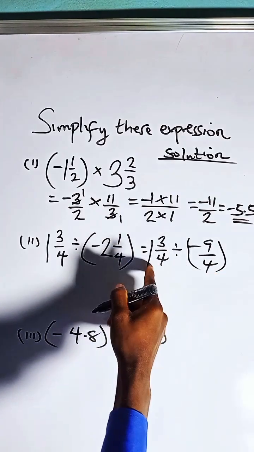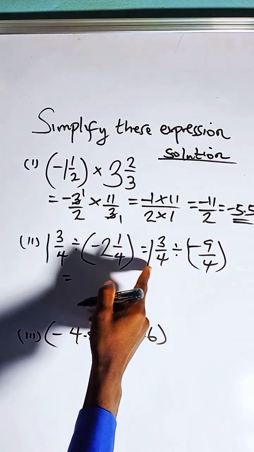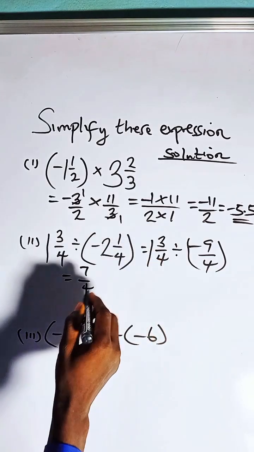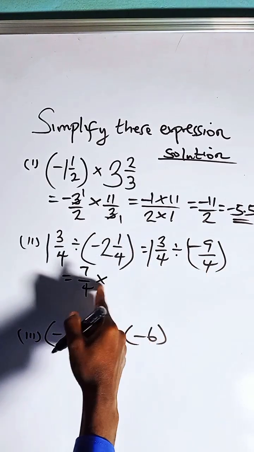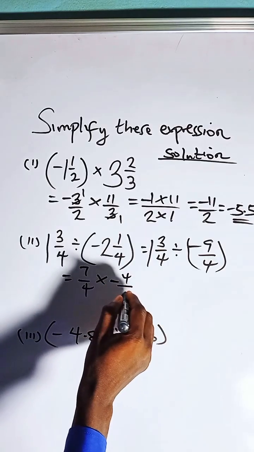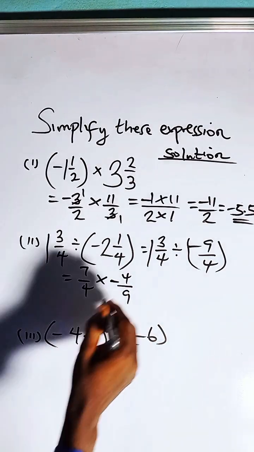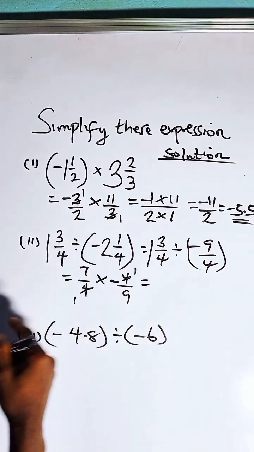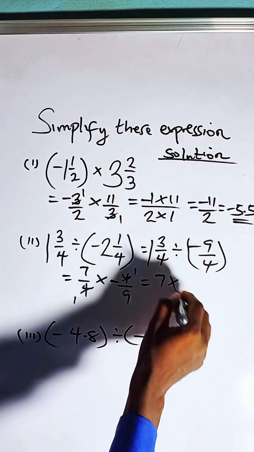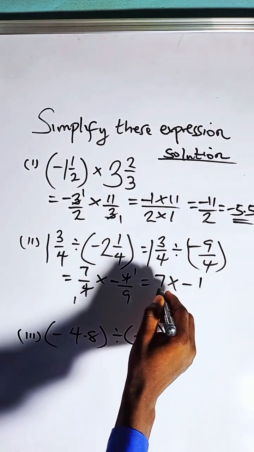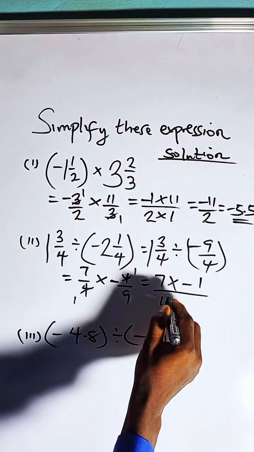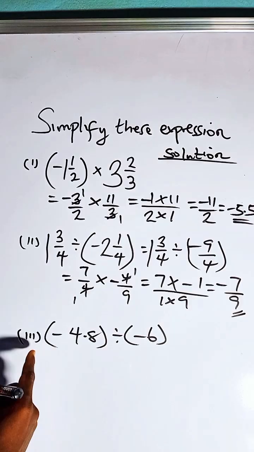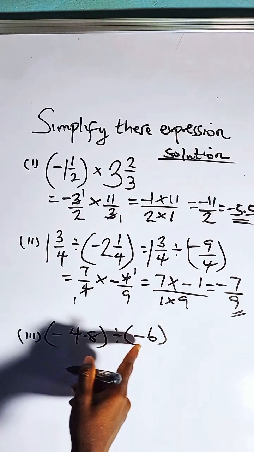For this, we have 4 times 1 is 4 plus 3, so we have 7 over 4. Since we are dividing, we change to times, so we have 7 over 4 times minus 4 over 9. Equals, so the 4 here becomes 1, the 4 here becomes 1, so we have 7 times minus 1 over 1 times 9, which gives minus 7 over 9. For the third one, we have in the bracket minus 4.8 divided by minus 6.